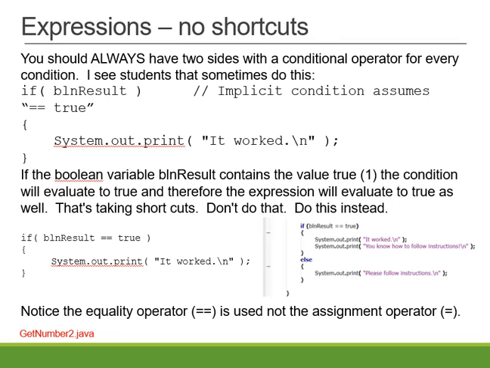Be sure to always include 2 sides of a conditional operator for every condition. The first example shows if the result contains true, or 1, the condition will evaluate as true and the expression will evaluate as true. Do not do this. Instead, refer to the bottom example with the equality operator since it's easier to read.